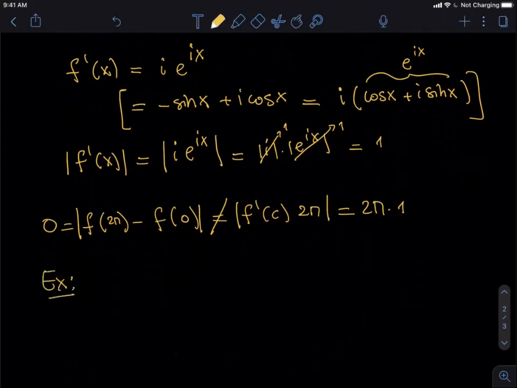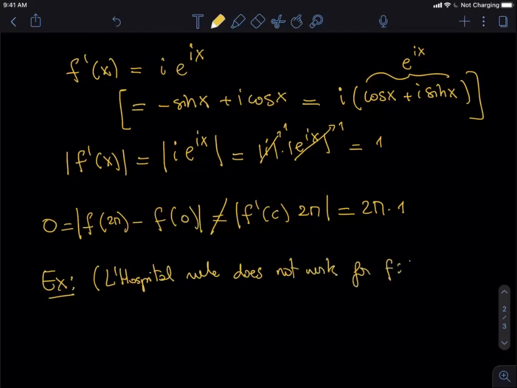And the second example that I wanted to show is that L'Hospital's rule does not work for a function from [a,b] to the complex numbers. There we go. In this case, the counterexample that we will be looking at, let's call it g.